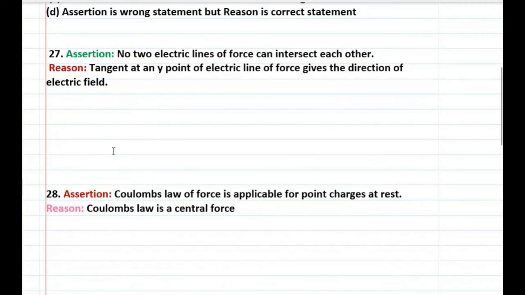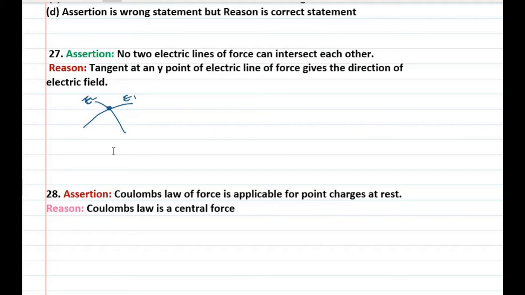First, the assertion is: no two electric lines of force can intersect each other. This is a correct statement, right? If this is one electric field line and this is another electric field line, both cannot intersect at a point.